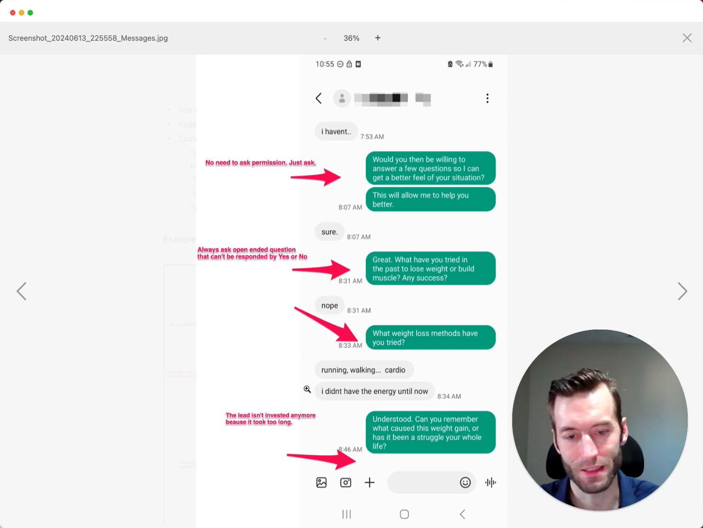And in this case, this is what happened. He asked another question after the person said nope: "What weight loss methods have you tried?" And the person said running, walking, cardio, and so on. And then he asked a third question after that, and the person stopped responding. And why? It's just because those are not super great questions, but also you're not using what he's giving you as information to follow up with your next question.